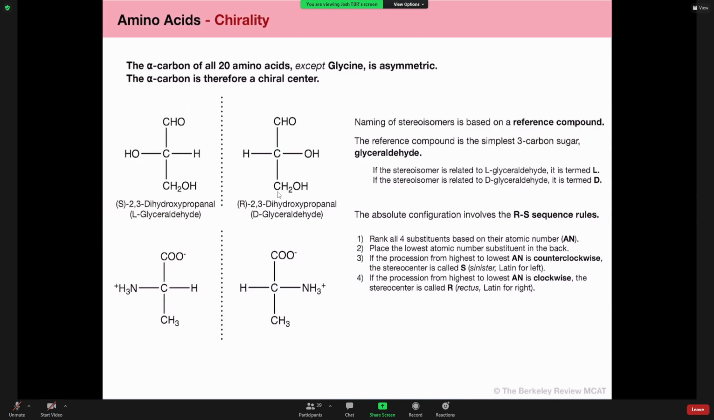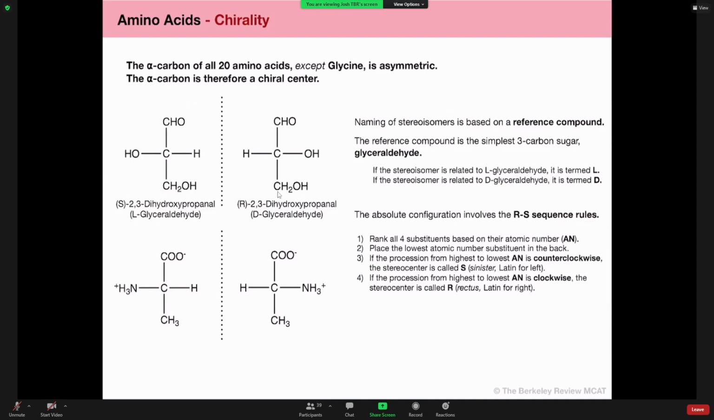So on the reference carbon, which is the second carbon, here's the anomeric carbon of a sugar. Here's the reference carbon. So for the reference carbon, which is carbon 2, if the functional group is on the left, then it's going to be L. And if the functional group is on the right, then it's going to be D. And so if you wanted to name the full thing, S-2,3-dihydroxypropanal, biochemists got tired of doing this. So you can just use L and D to know what you're talking about. Okay, does that make sense?